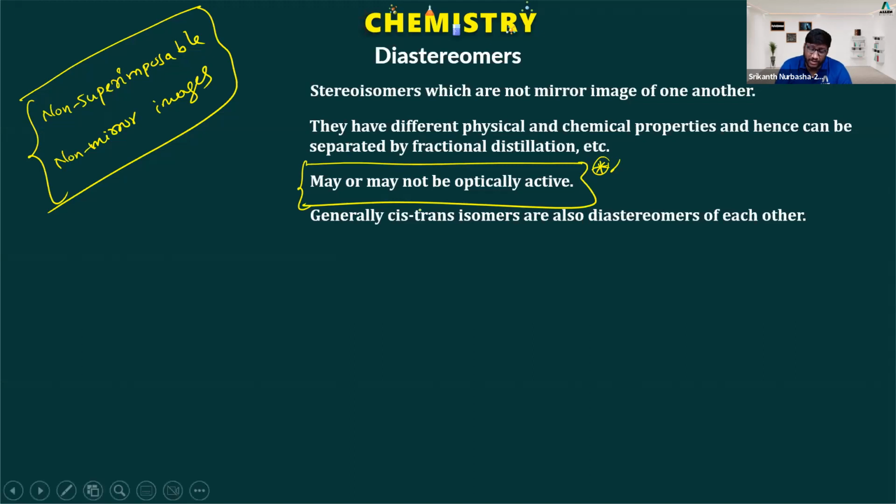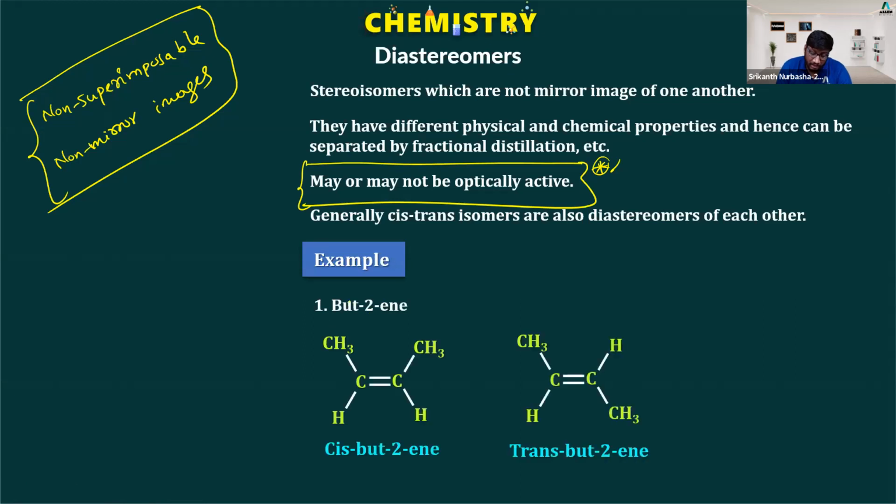The cis-trans isomers are also called diastereomers to each other. For example, you can take butene. You can take it in the cis form as well as in the trans form. So cis-butene as well as trans-butene are diastereomers to each other. They are cis-trans isomers, geometrical isomers, as well as diastereomers.